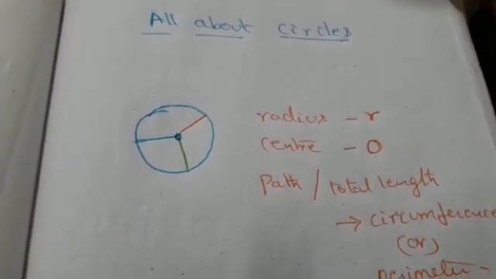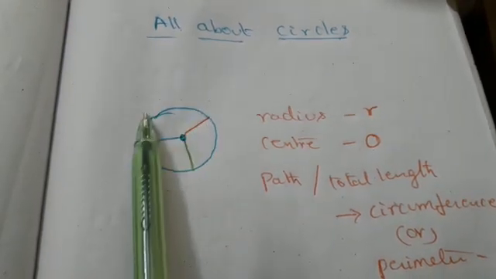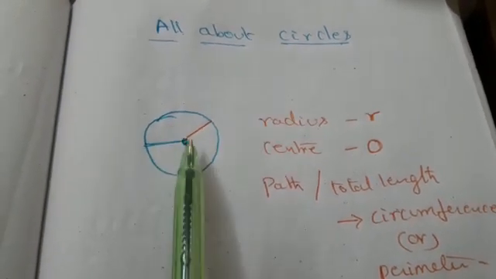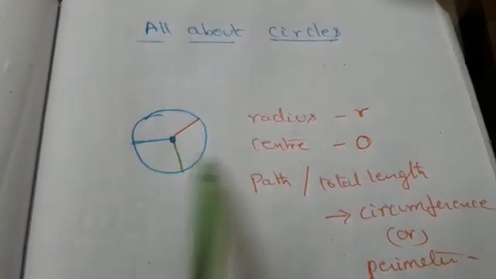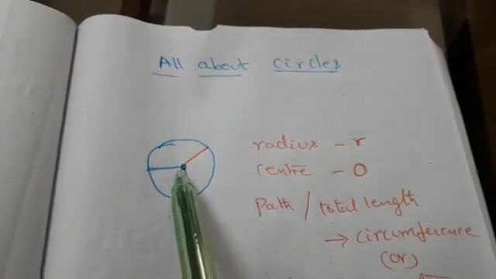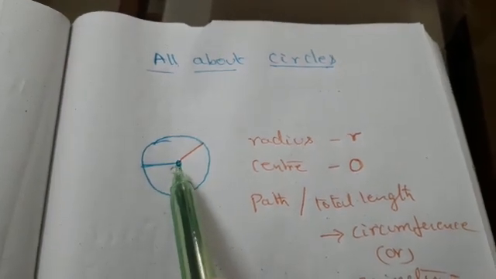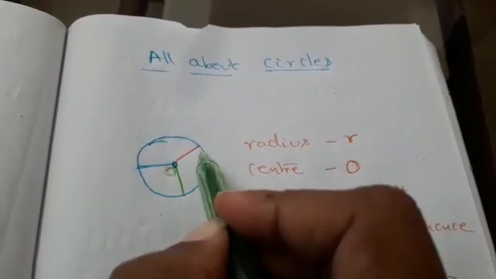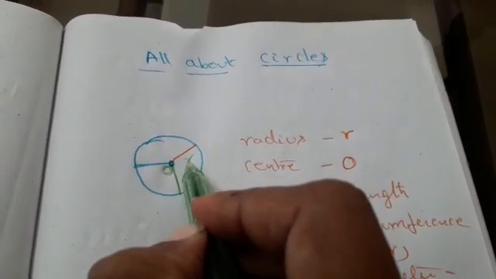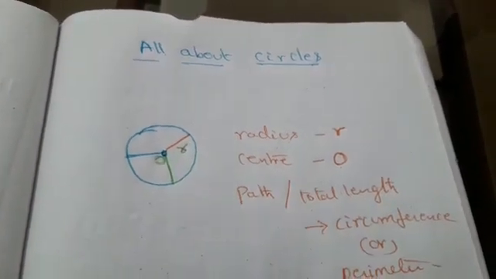A circle, you can see, is a curve drawn equidistantly from a particular point, and this point is called the center. Usually we represent the center with O. It is not necessary that it is always O, but usually we do it. And the radius with small r.